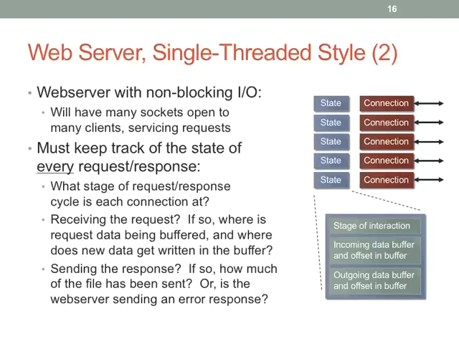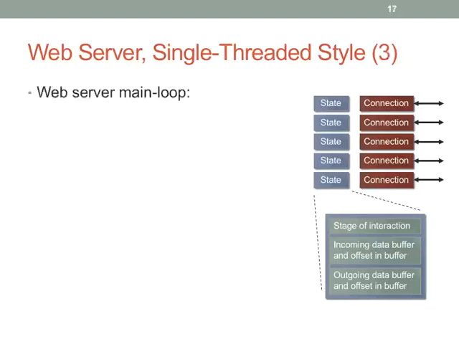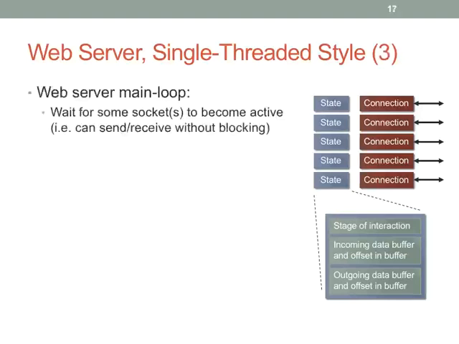This is much simpler in a single-threaded program with blocking operations. The reason we have all this additional complexity is because we have non-blocking operations. Okay, so the main loop: wait for some sockets to be active. The main loop does something really fascinating, which is it waits on all the connections at the same time.